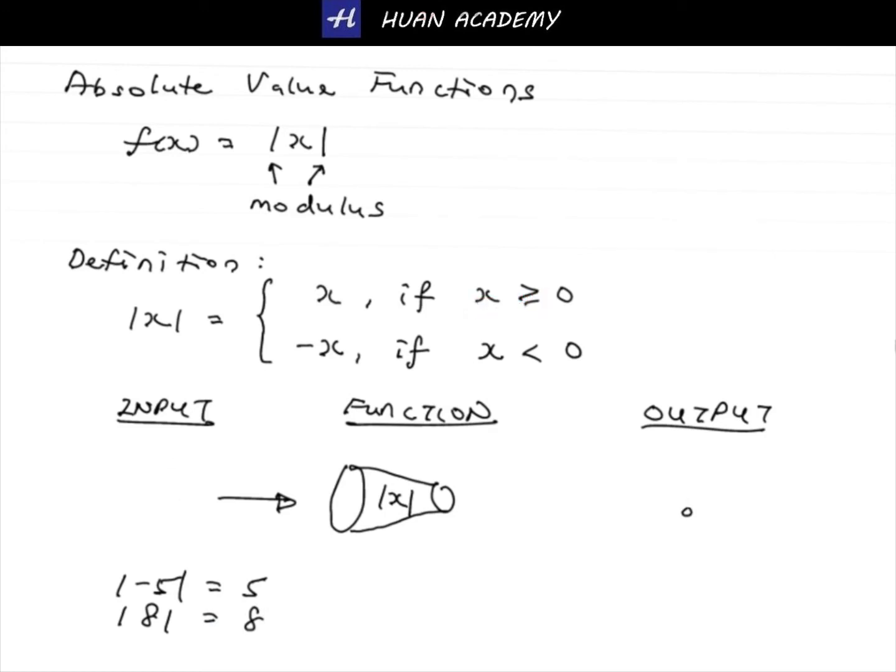Let's try another input. Assume that it is negative 25, for instance. Negative 25 is a negative number, so we'll take this one, put the negative in front of the negative 25, then our output will become positive 25. So have a look here: our output will always be positive. So it's prosperous, right?